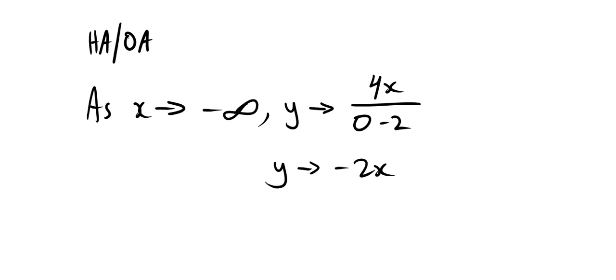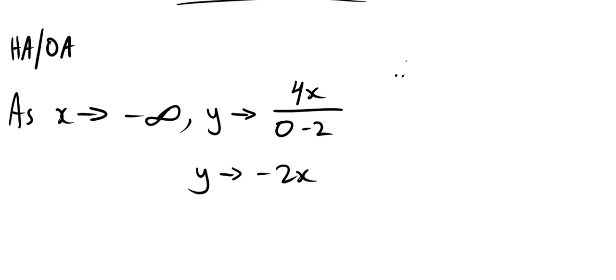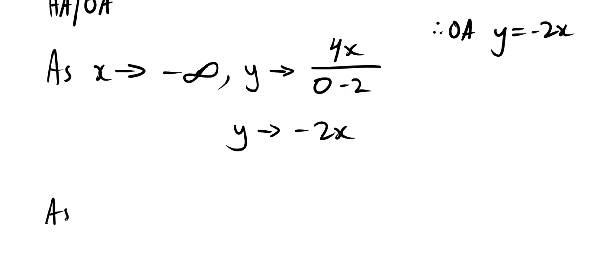Is it going to end up being just above or just below? I don't know. We'll check that. But it's going to look something like negative 2x. As x goes to negative infinity, 4x over negative 2 will look like negative 2x. It'll be very similar to that straight line. It's not approaching a horizontal asymptote or something like that. It's just approaching negative 2x. Does that make sense? So, therefore, we have an oblique asymptote of y equals negative 2x as x goes to positive infinity.